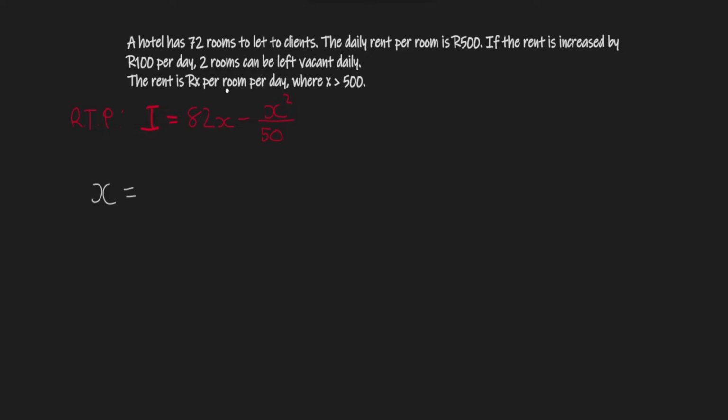So we know x is the rent per day, and it has to be greater than 500, and it will always be greater than 500 with a factor of 100, so plus 100 times the number of days. So it's going to be 500 plus 100 times n. Now let's define the rooms per day, how many we have. So we know it decreases by 2 each day, and there are a total of 72, so we'll just say 72 minus 2 times n.